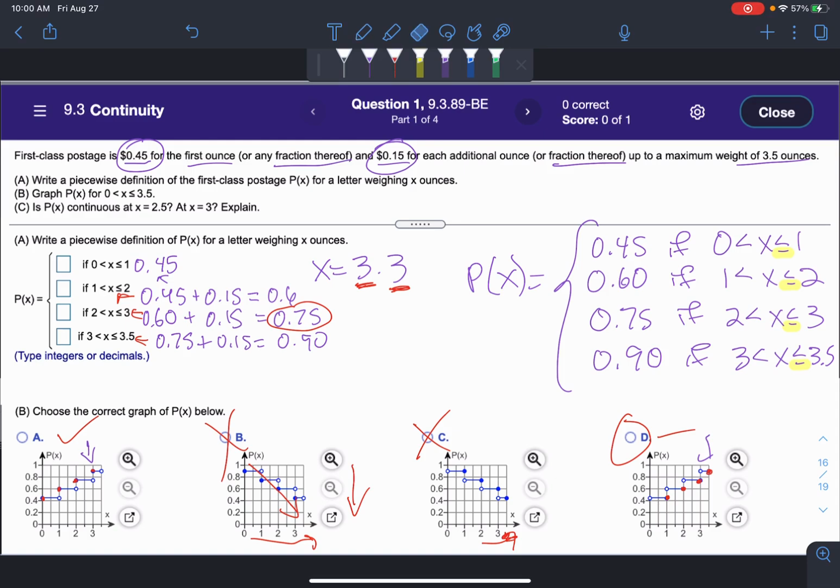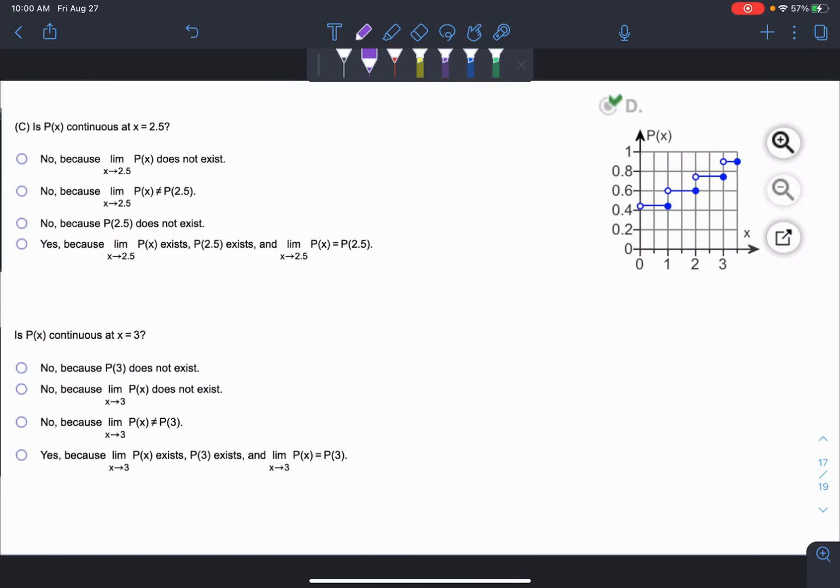Right, we can verify that my P of 1 should be filled in at 0.45, right? And so that's why we have this point here. Okay? So 2 more questions. So now we can use this graph now that we determined it's the right graph.